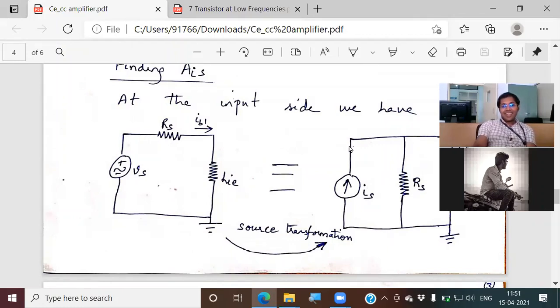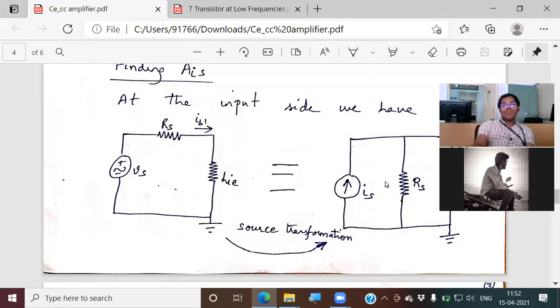The current that is entering this node is getting divided in this path and this path. So, which rule should I use to get IB1 in terms of IS? KCL you can use, but there is a shortcut. Current division rule you can use.